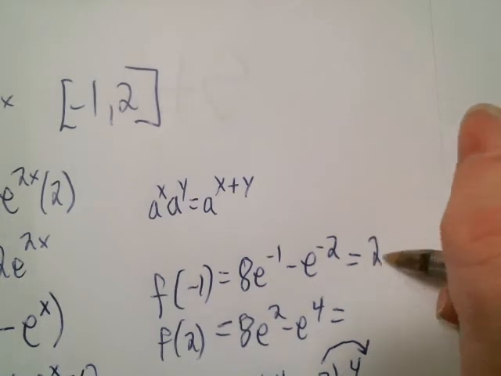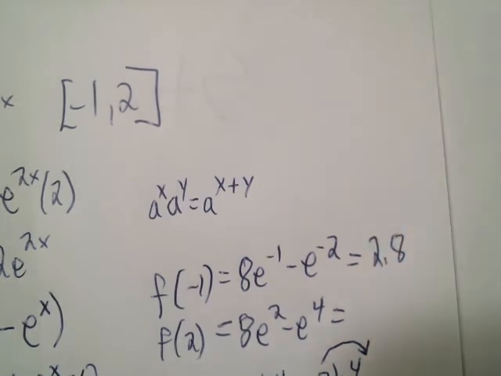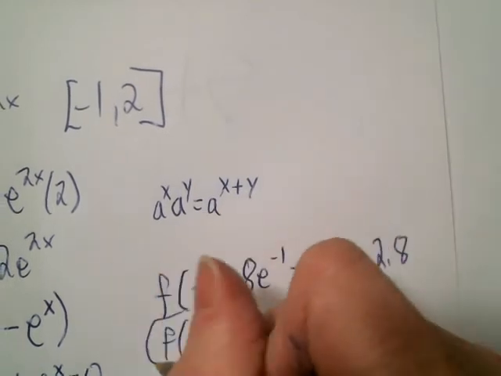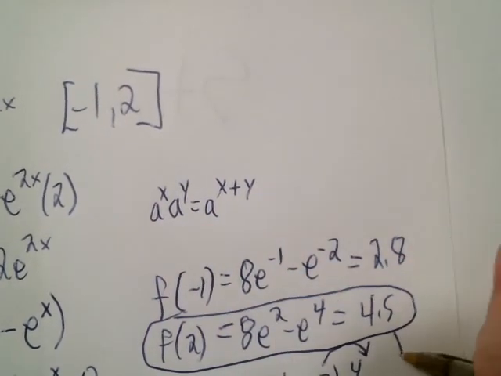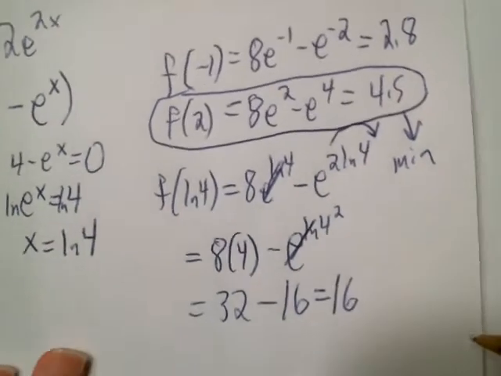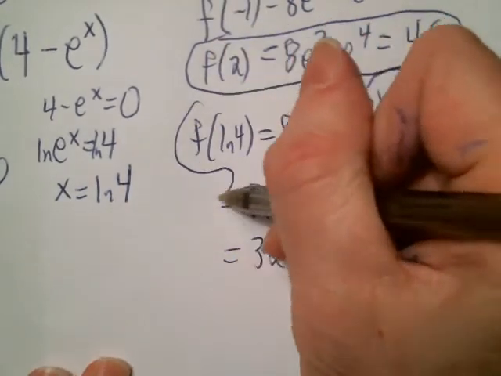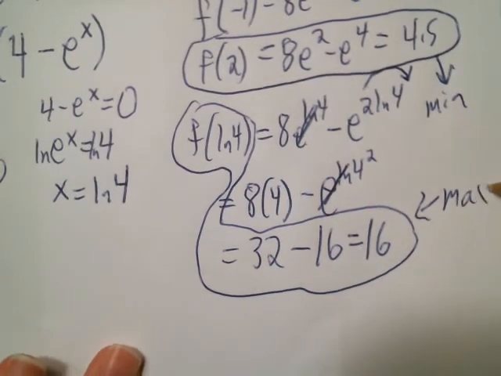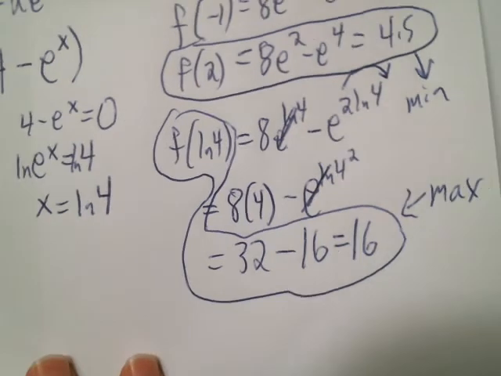Is about 2.8. Then this guy, 8e squared minus e to the fourth is about 4.5. Okay, so this guy here should be your minimum. Okay, and then this guy here, the ln 4 one, should be your maximum. Okay, so barring any silly mistakes, that's your answer for that.